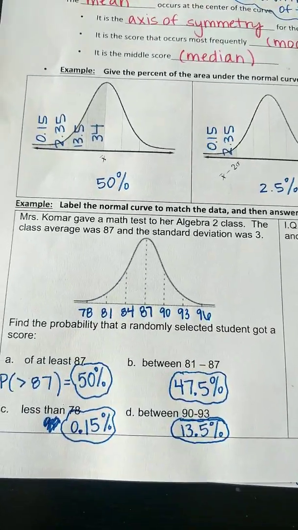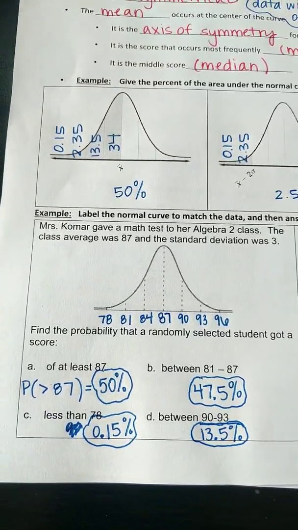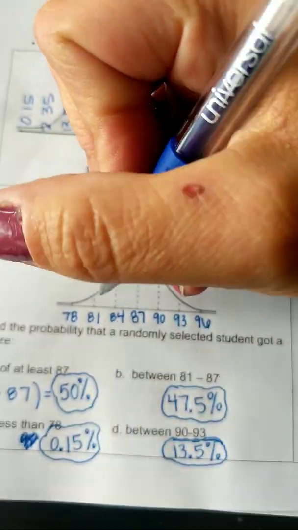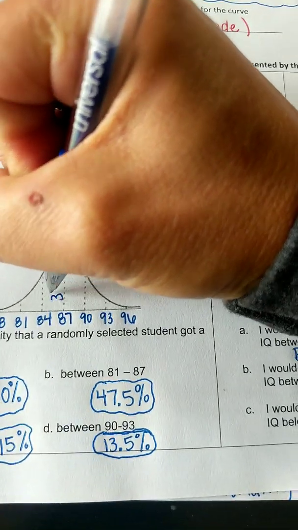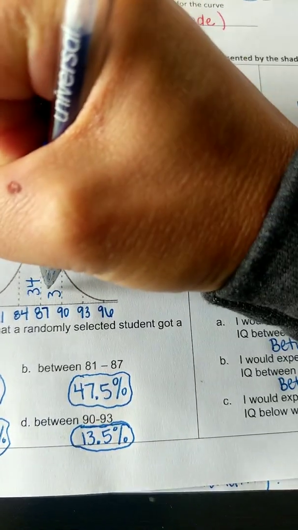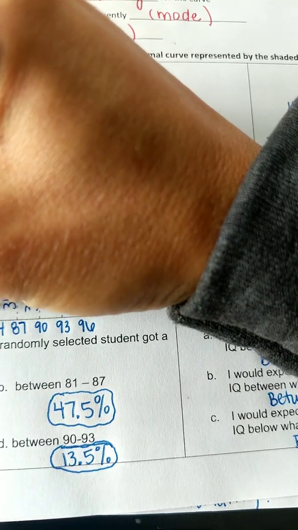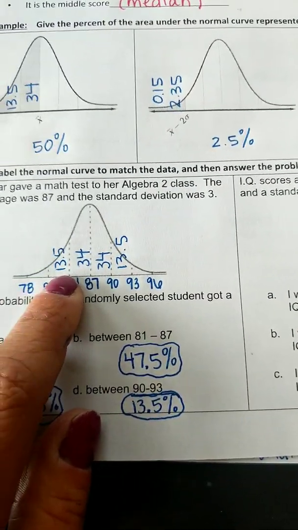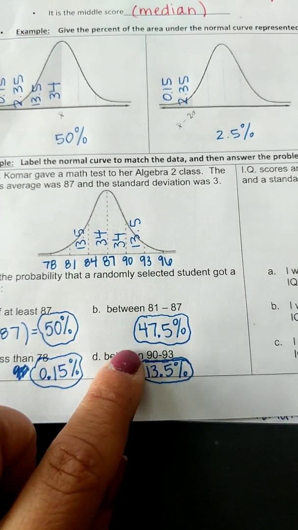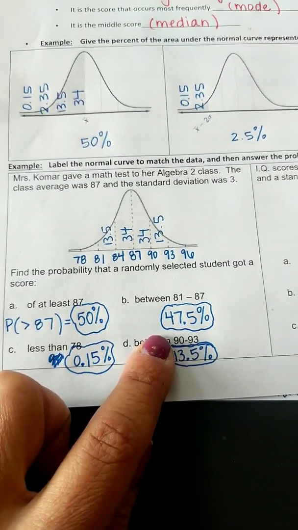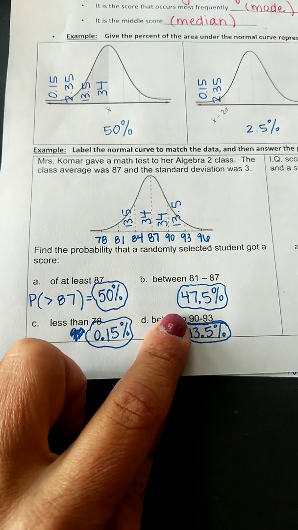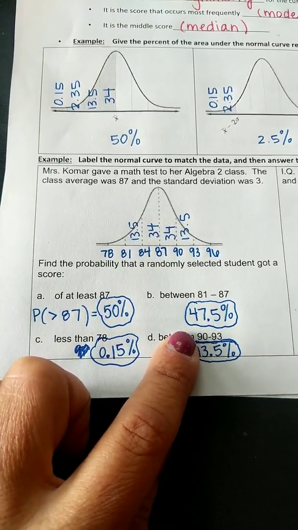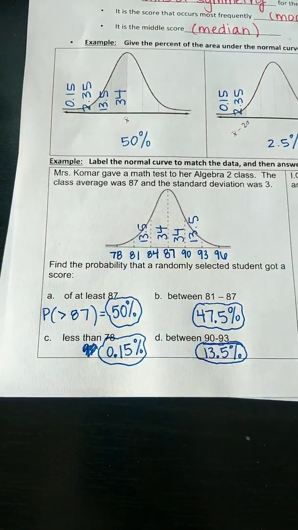Between 81 and 87, I can write those percents in that I said you're going to memorize. 34, 34, 13.5, 13.5. But if I just add the part between 81 and 87, I would be adding this 13.5 and this 34, and I get 47.5. So there's a 47.5% chance that if I randomly grabbed a student, they would be between those scores.